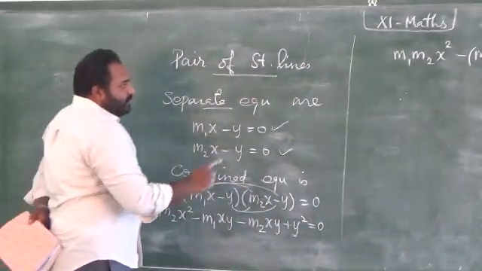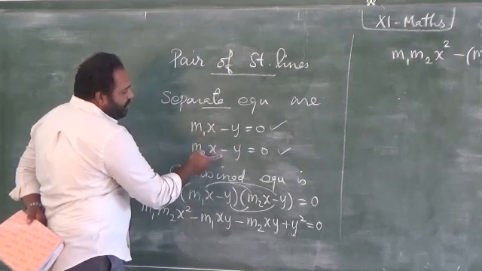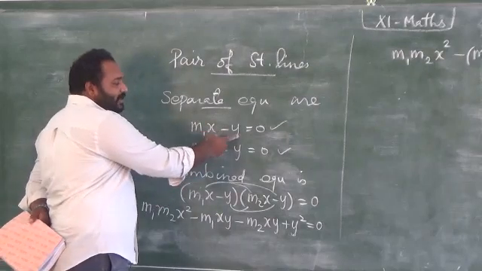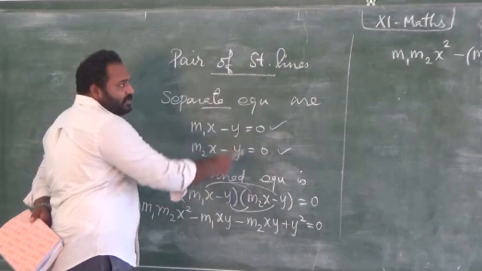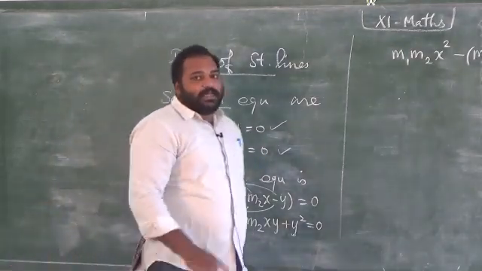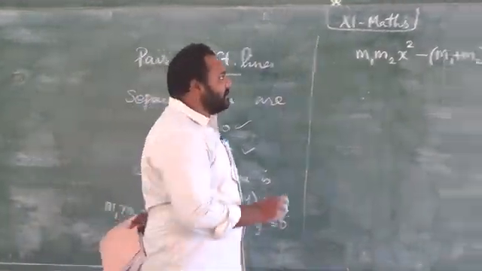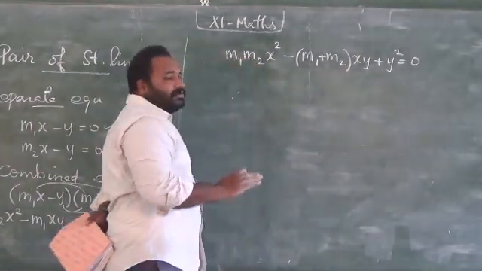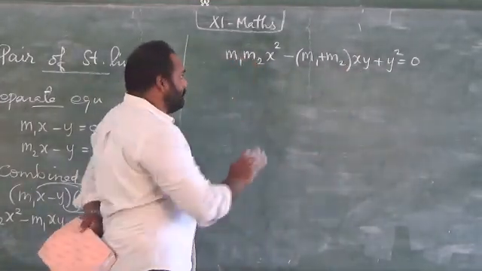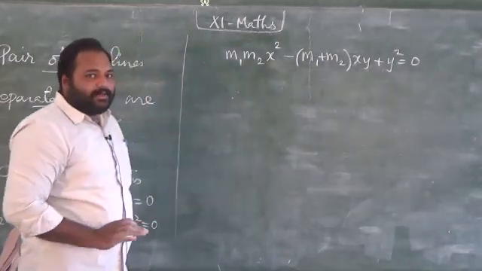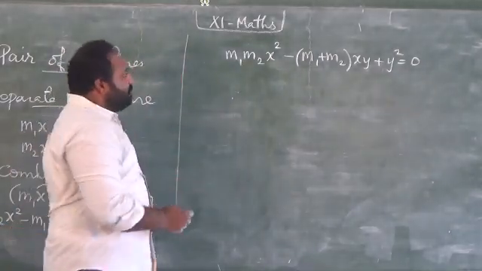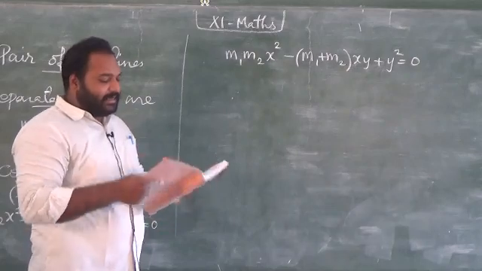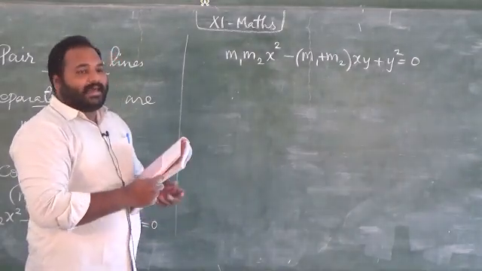Also, if you see the separate equation, we have only x term and y term. There is no constant term. In the combined equation, we have only x square term, xy term and y square term. No further terms will be available. Next, we will see some more general formulas for a pair of straight lines.